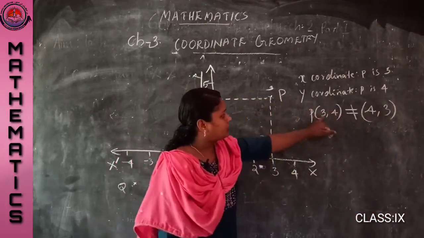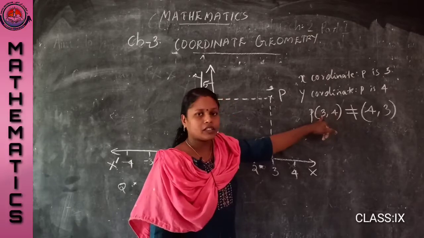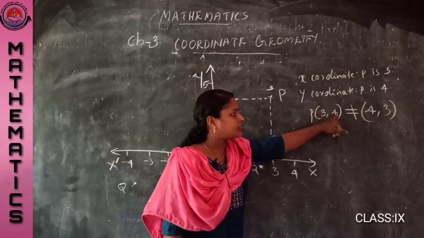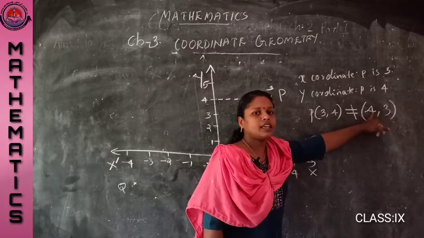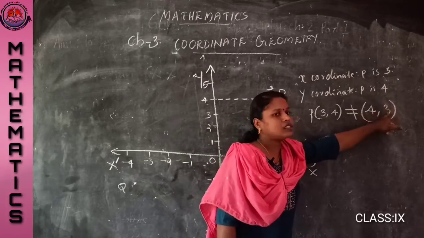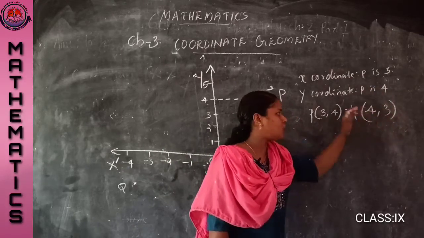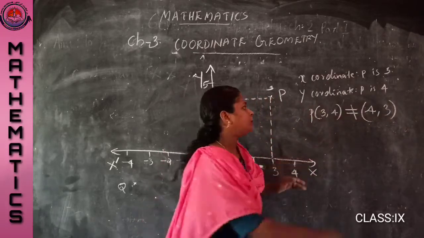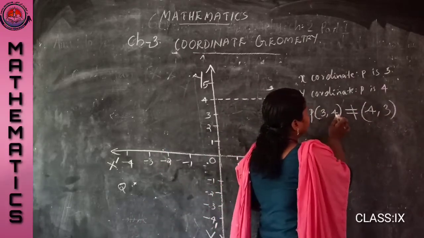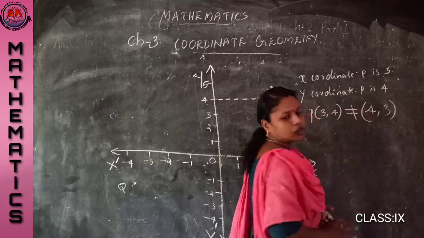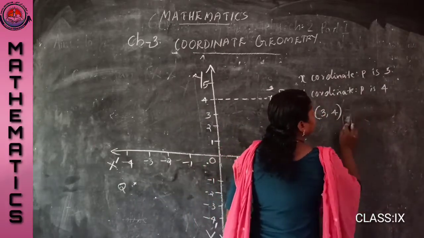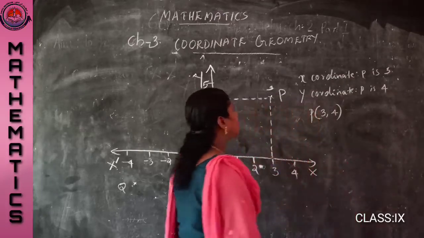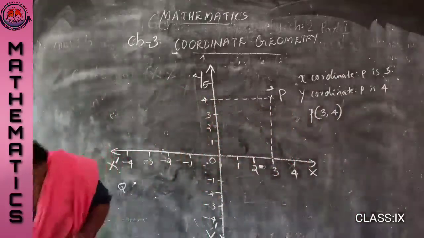Because in (3, 4), 3 is the x coordinate and 4 is the y coordinate. In (4, 3), 4 is the x coordinate and 3 is the y coordinate. It is not equal. So (3, 4) is not equal to (4, 3). So that is the coordinates of point P.